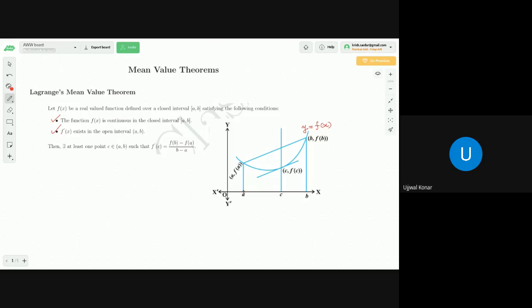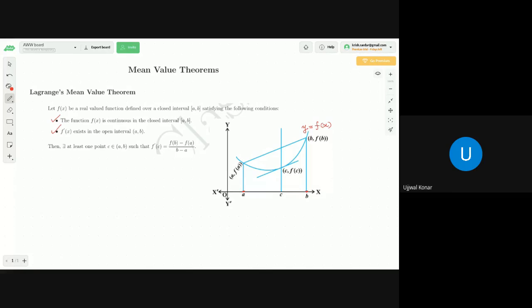That means this is one point a and this is another point b. The function is defined over this closed interval [a, b], and that is the domain where we are going to consider the function, and the function is continuous in the closed interval [a, b]. The first condition, whatever I said previously, is that if the function is defined, after that two conditions have to be satisfied. The first condition is that f(x) is continuous in the closed interval [a, b].